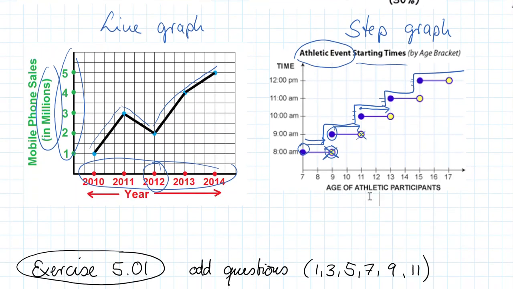So what are you supposed to do with these now? You are to work on exercise 501, do the odd questions 1, 3, 5, 7, 9, and 11, so 6 questions. Please let me know if you need help. I'm there for you. Okay?